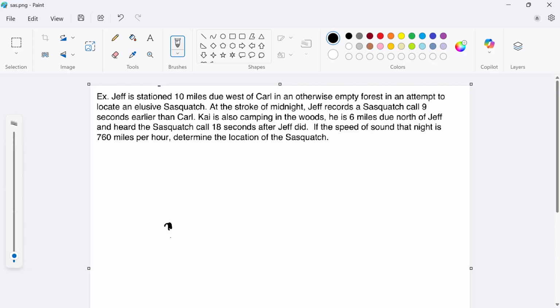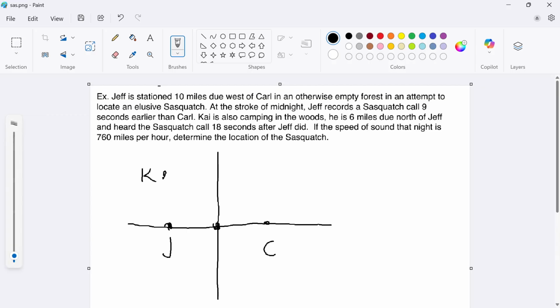So this will be Jeff, this will be Carl, and that's going to be 10, so this is about 6. That's Kai. I don't know if this is accurate or not, but it's pretty close. I'll do what the class did in the notes.